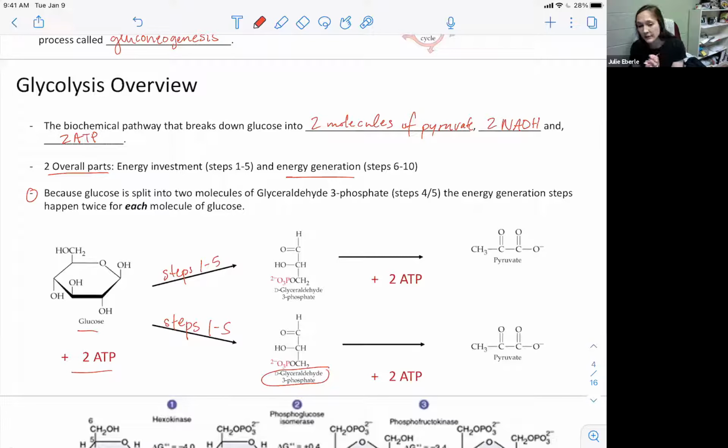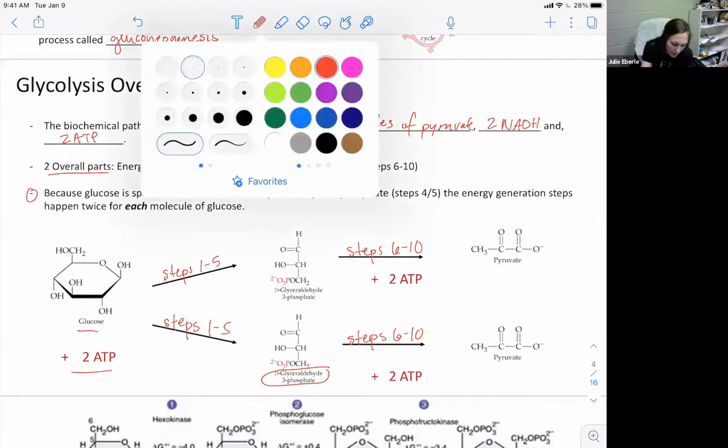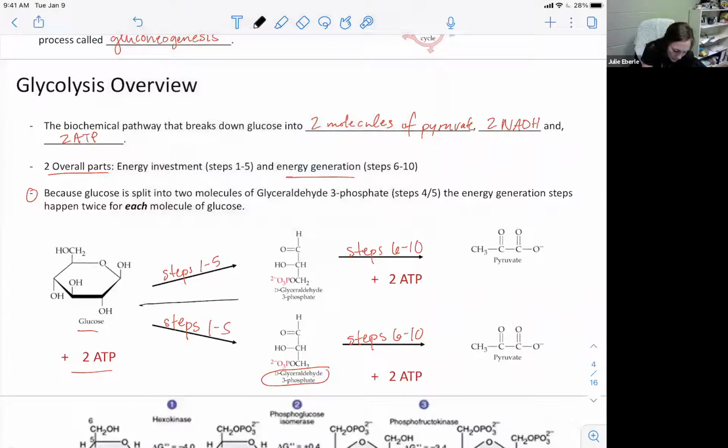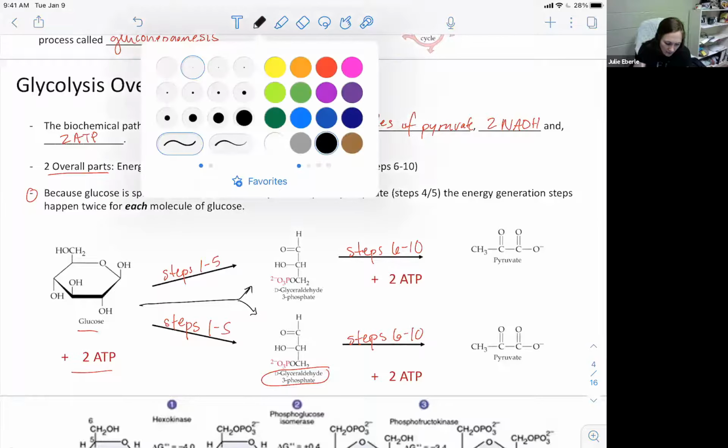Now, what's not deceiving about this graph is the fact that we do run steps 6 through 10 twice, once for each molecule of glyceraldehyde 3-phosphate. Okay, so honestly, it would probably be more accurate if I had just a single arrow here and then it broke off at the end like that, because we only run steps 1 through 5 once for each molecule of glucose. But steps 6 through 10, since we get 2 identical products, we run the back half twice, okay? And then we end up with 2 molecules of pyruvate from that.